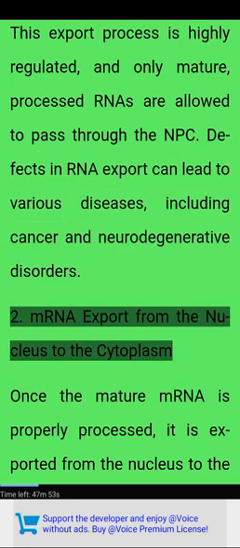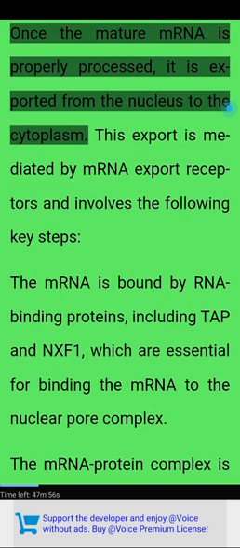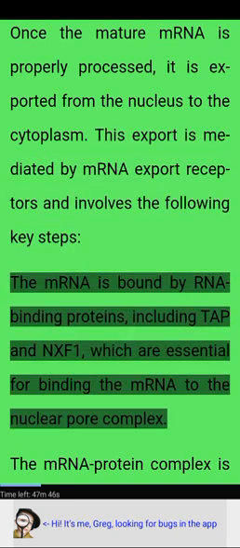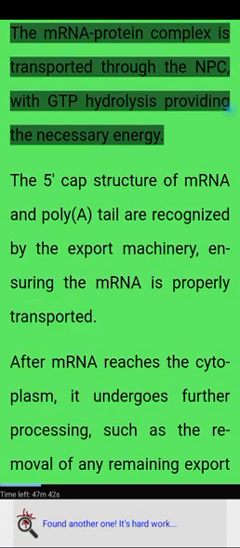2. mRNA export from the nucleus to the cytoplasm. Once the mature mRNA is properly processed, it is exported from the nucleus to the cytoplasm. This export is mediated by mRNA export receptors and involves the following key steps. The mRNA is bound by RNA binding proteins, including TAP and NXF1, which are essential for binding the mRNA to the nuclear pore complex. The mRNA protein complex is transported through the NPC, with GTP hydrolysis providing the necessary energy.